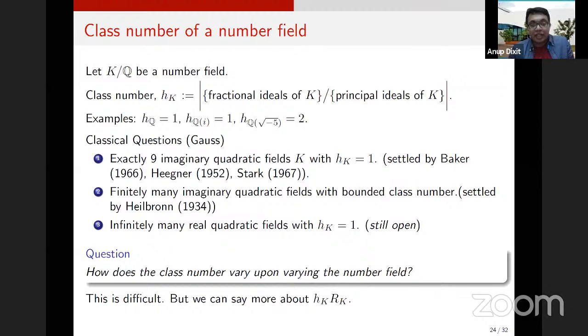And instead of looking at how the class number varies on varying number fields, we will look at how the class number times the regulator varies on varying number fields. And this regulator is an invariant which captures how densely or how sparsely units are distributed in the ring of integers. So if the regulator is small, that means there are many units. And if the regulator is large, then units are sparsely present in the ring of integers.